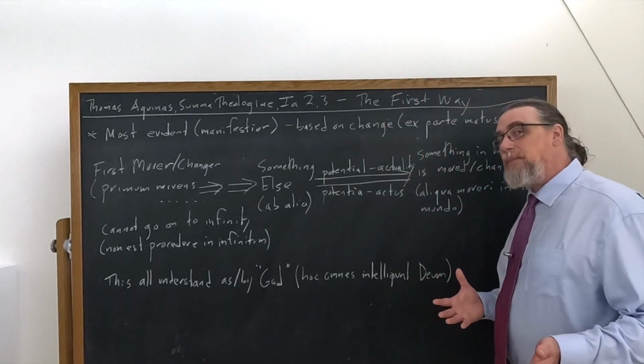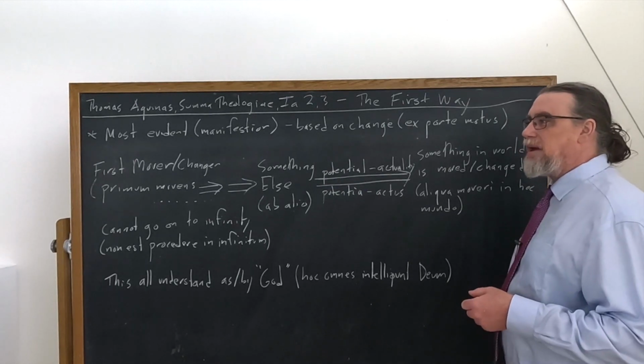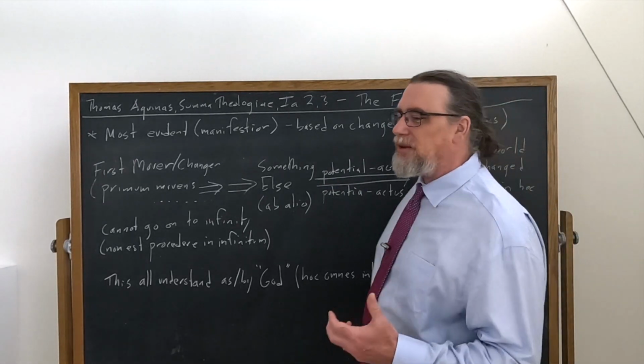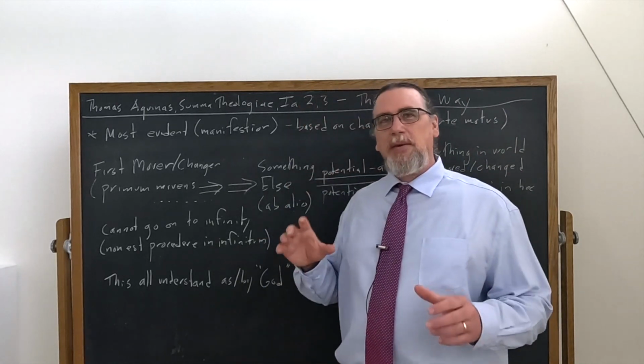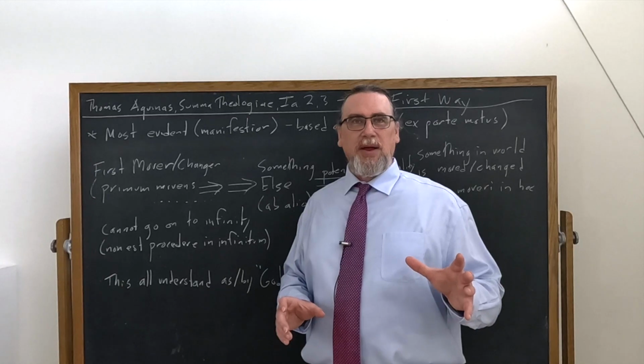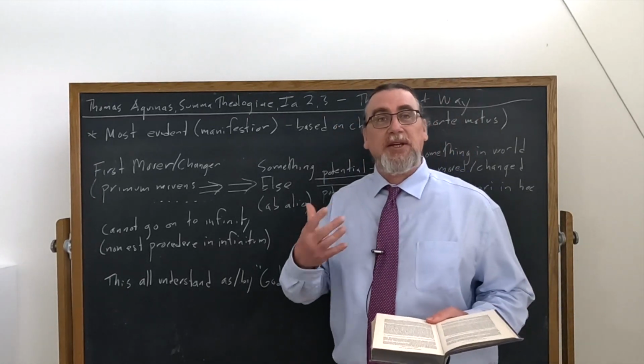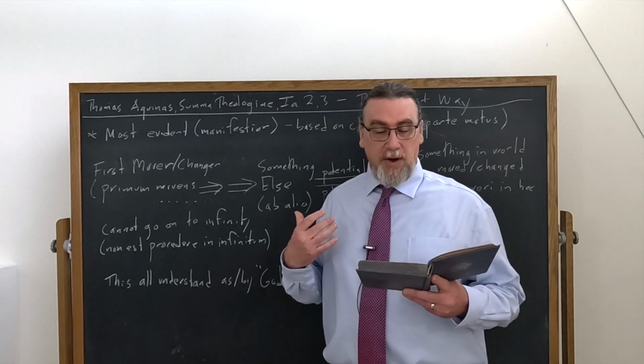Now, how does this happen? So Thomas points out that a thing by itself cannot move itself from potentiality to actuality. It requires something else to do that. And we call this causation, right? And it can happen in a number of different ways.